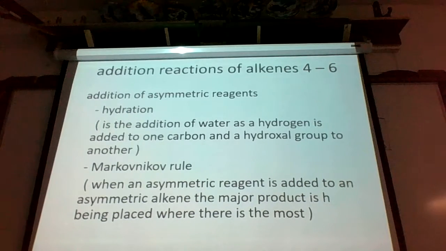Okay? So all of these types of reagents, if they're set up just right, the asymmetrical reagent then follows this rule right here. And what you want to establish then is you will attach hydrogens where there's already the most hydrogens present. We call that Markovnikov's rule.